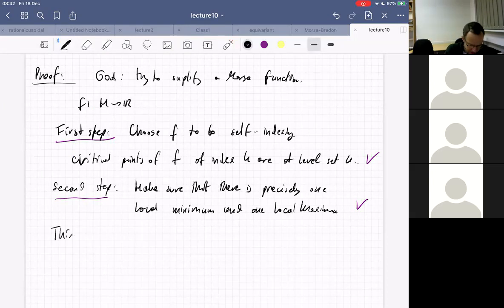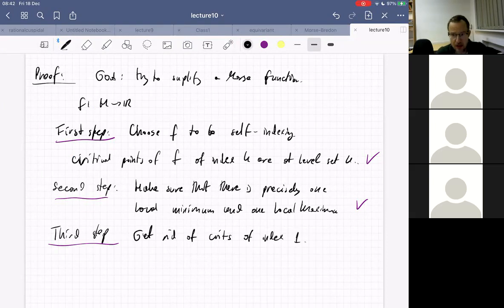Third step. This should be the first step, and this is the step that we didn't discuss before. I just announced it: get rid of critical points of index one. And here is a trick. This step will take like the next 20 minutes of our talk, or maybe even more.